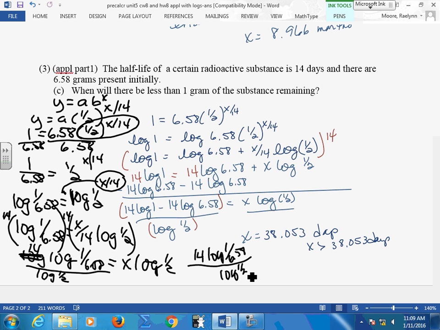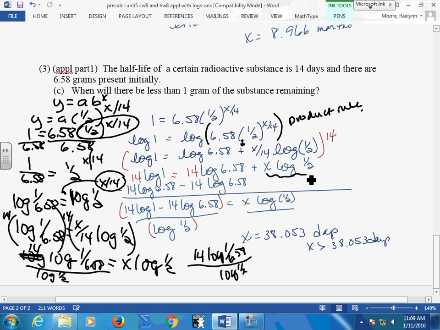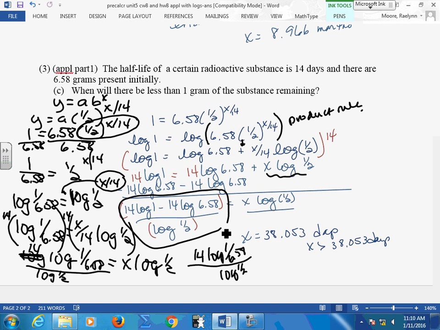Take the log of both sides. This is a product. So your product rule says, turn this into an add. Multiply everybody by 14. Then isolate this guy. So we're going to subtract that. It just makes your divide a little messier. We're going to subtract that and then divide by the log of 1/2. But it gives you the same exact answer. So if you're comfortable just leaving 1 divided by 6.58 until the very end, that's fine too.